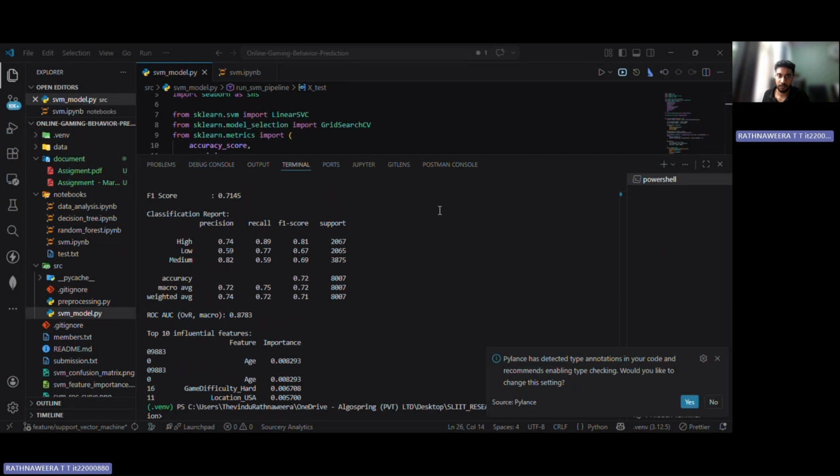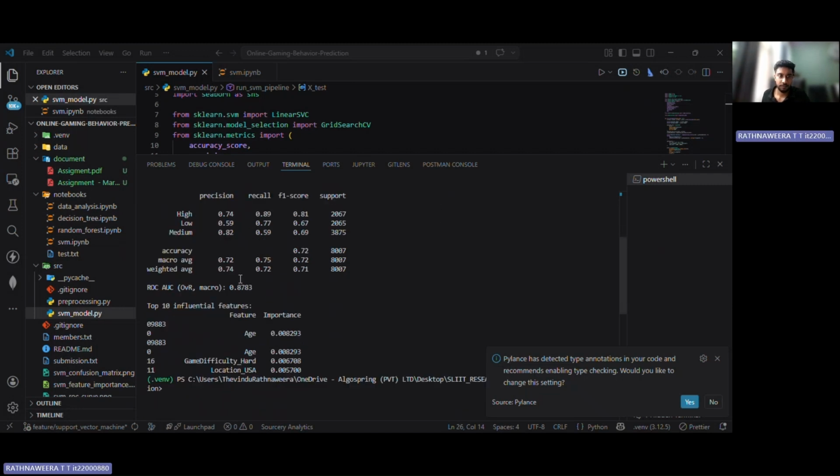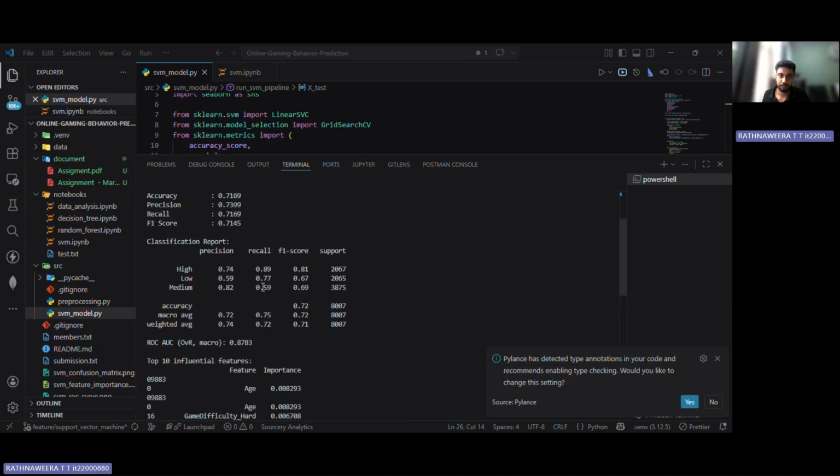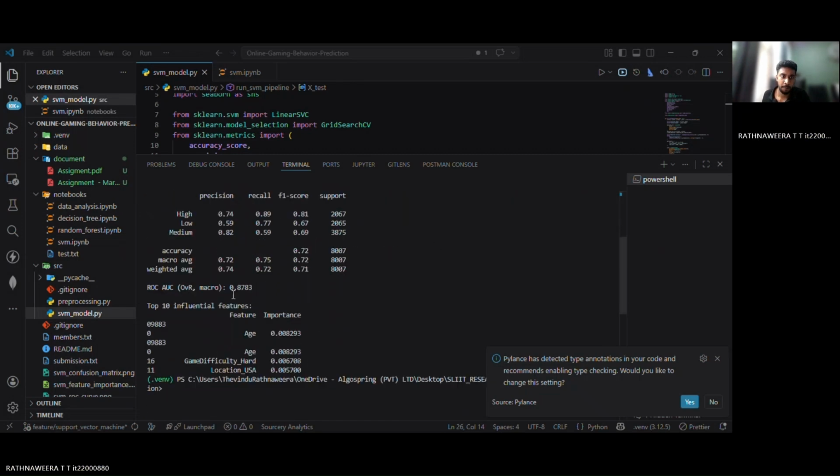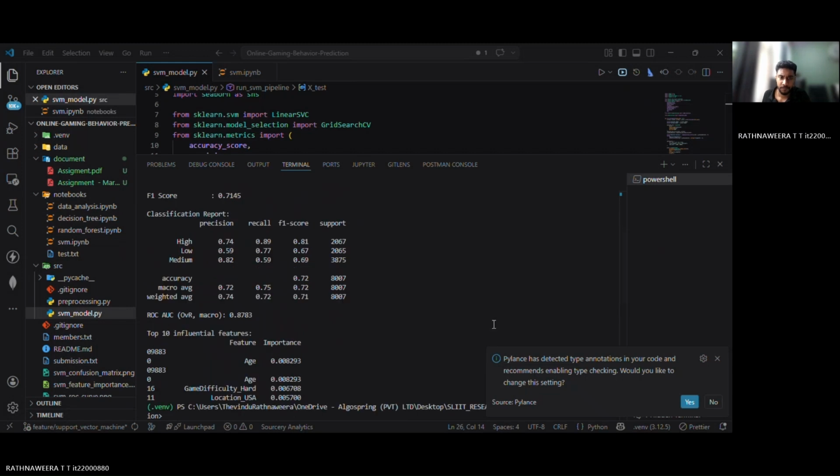This table shows the metrics. This table shows where the model gets confused. The diagonal is the correct predictions, the rest are mistakes. This is the confusion matrix table. High engagement is predicted pretty well, but it mixes up medium and low a lot, and that's okay.